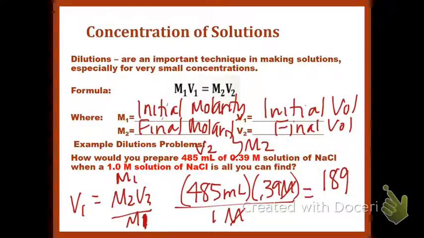Okay. So you get 189 milliliters. So what I would do if I was going to make that, I would take 189 milliliters of the 1 molar solution, put it in a container, and I would add enough water to make 485. Okay, I wouldn't add 485, so make sure you understand that. So I would actually end up adding like 296 or something like that. So I would take the 189, add 296, so that I could get a total of the 485.